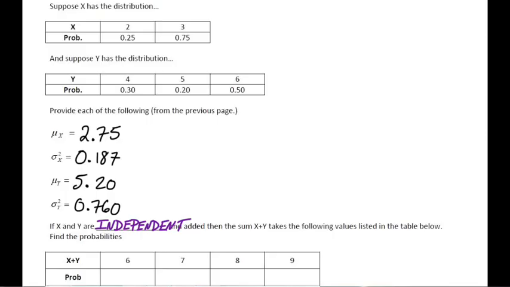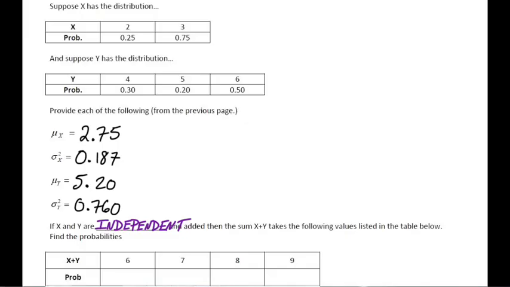Our objective is to fill in the probabilities that go with each one. For example, how rare is it that you get a 9, or how common would it be to get a 7 if we use these distributions for these values? Okay, so here's what I'm going to recommend.